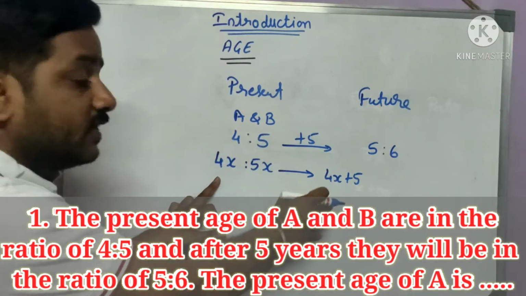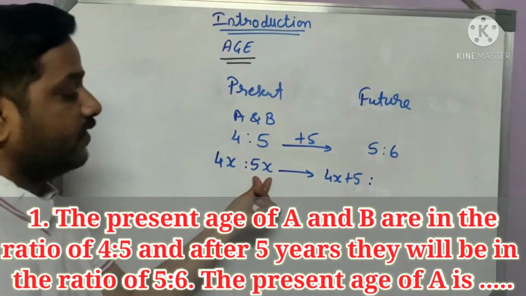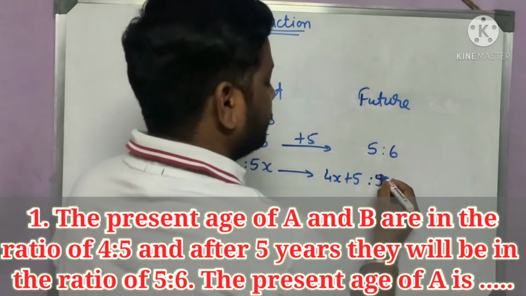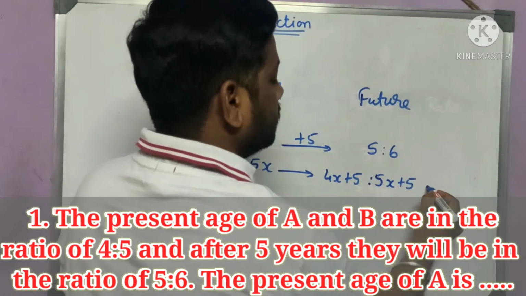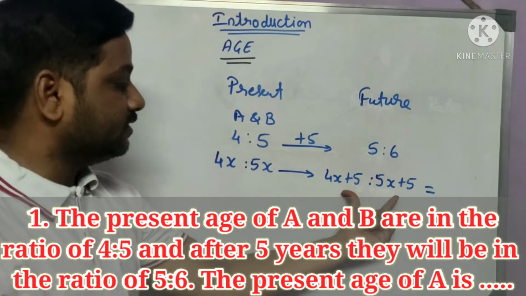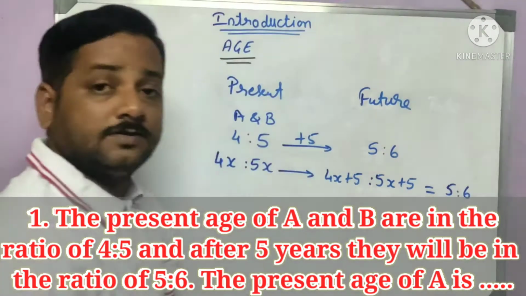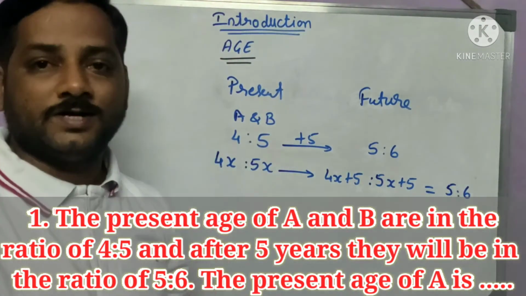After 5 years, plus 5 will be added to this, so the ages become 4x plus 5 and 5x plus 5. And after 5 years, what is the ratio? That is also given here, so this will be equal to 5:6. So this point is very important.